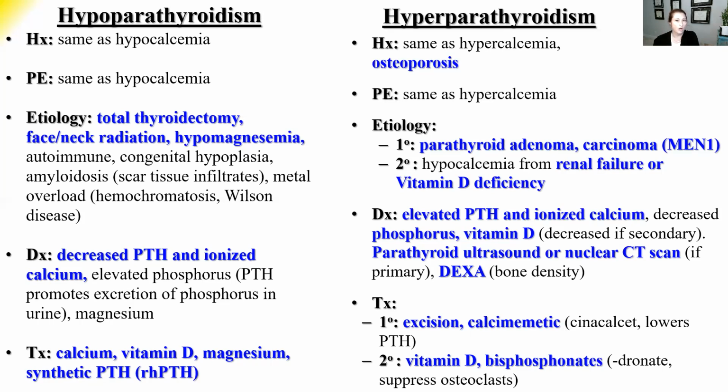You also want to monitor them for osteoporosis, so getting a DEXA scan or a bone density scan. If it's primary, you've gotten your labs, you've gotten your imaging, and you've confirmed that, you can do an excision if they're a good surgical candidate, or a calcium mimetic. So cinacalcet actually lowers that parathyroid hormone using medication. If it's secondary, most commonly by vitamin D deficiency, you're going to increase that vitamin D and the parathyroid should settle down. Bisphosphonates can also be helpful for people who are in renal failure. So these are the medications that end in dronate. These suppress the osteoclast, so therefore you're not chewing that calcium up and releasing it into the bloodstream.